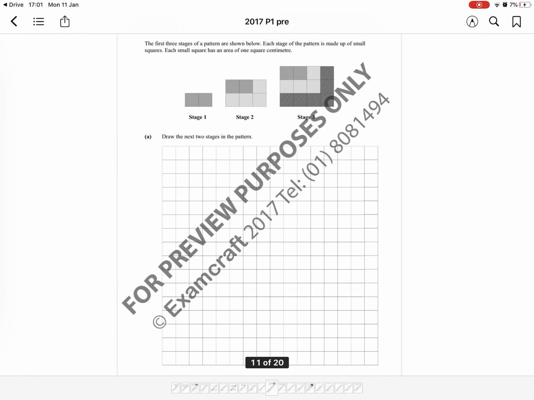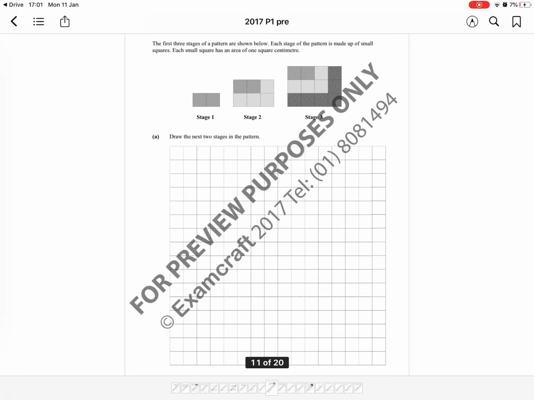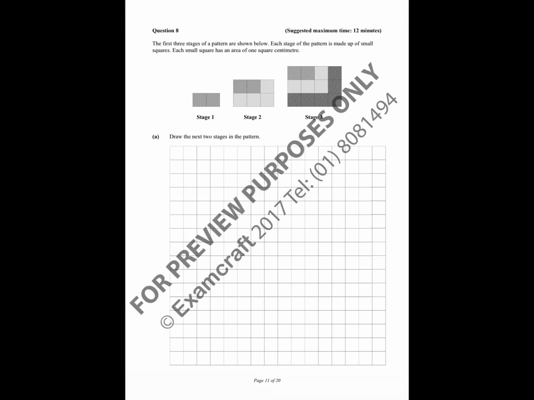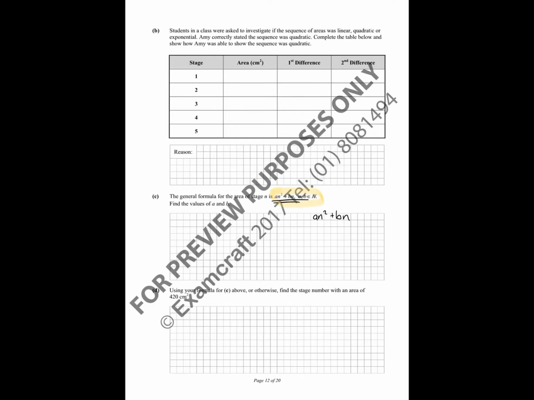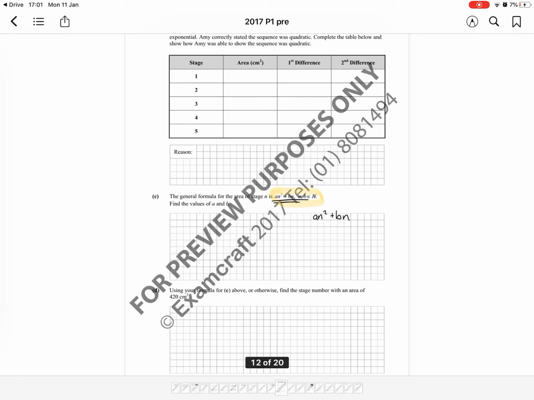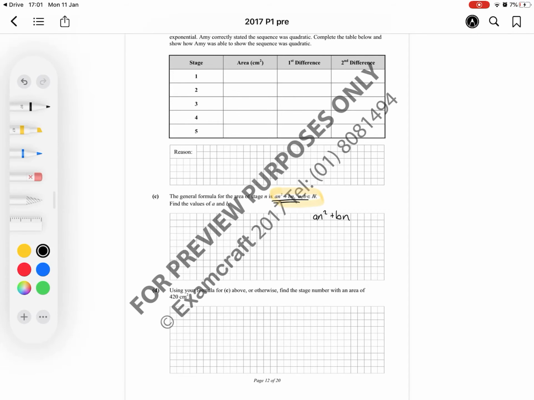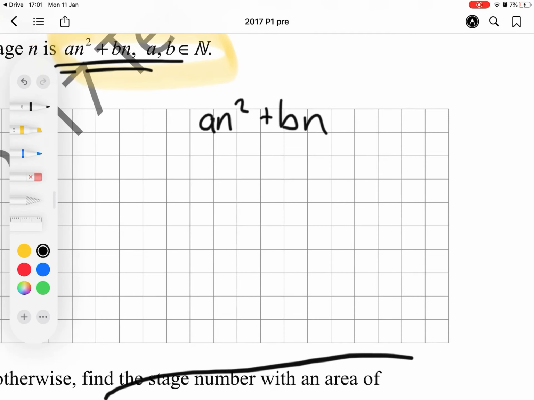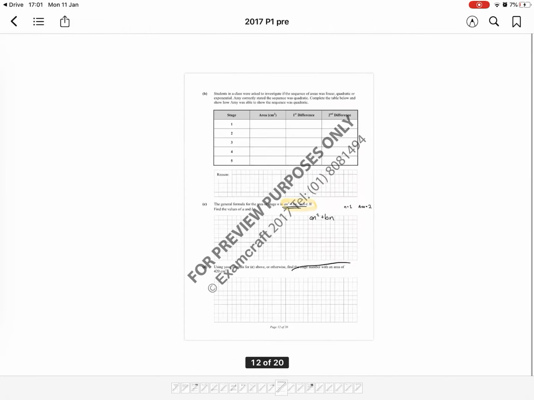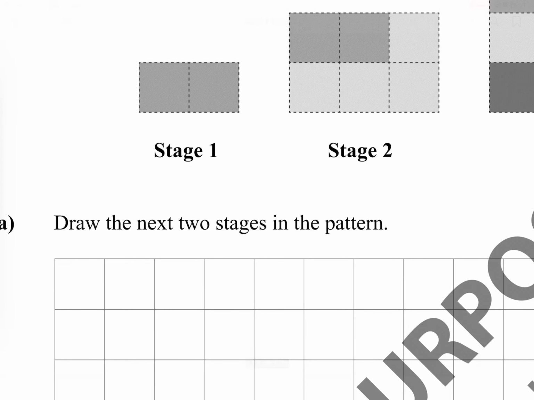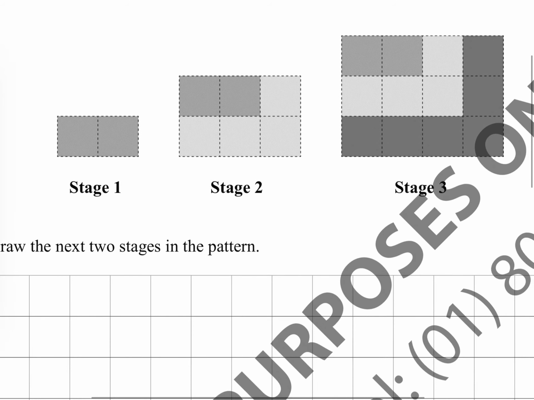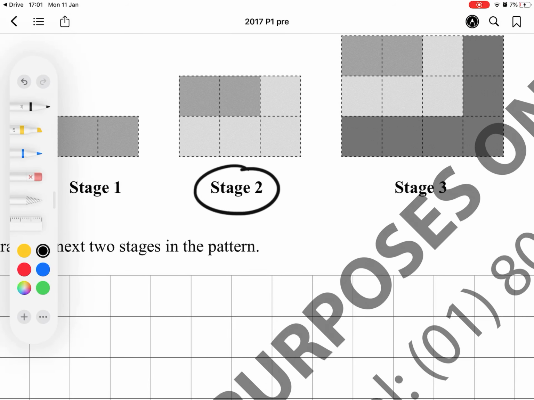What do we know? For the first one, I'm going to put small squares, and we see there are 2 small squares is the answer for the first one. So for stage 1, when n equals 1, the area equals 2. It's just 2 different blocks here. For stage 2, when n equals 2, the second term, the area is 1, 2, 3, 4, 5, 6. The area is 6.